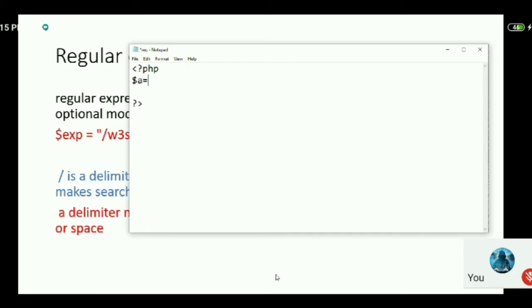Suppose I want to write my pattern like this. Let us assume that this is my pattern: slash W3 schools. And after this, I type an I here. So I is for case insensitive. If you omit that, it will make an exact match for W3 schools. Now, this way, even the pattern can be typed like this.